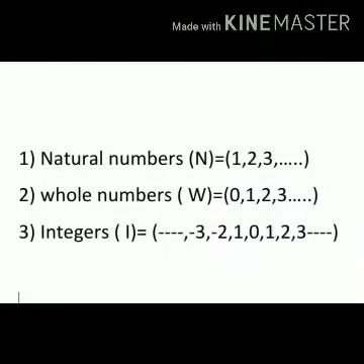Before starting the lesson, we recall types of number which you have studied in your lower standard. First, natural numbers. Natural numbers are starting from 1, 2, 3 and infinite. Second, whole numbers. Whole numbers are starting from 0, 1, 2, 3 and infinite. Next, integers. Integers are those numbers which include 0, positive and negative numbers.